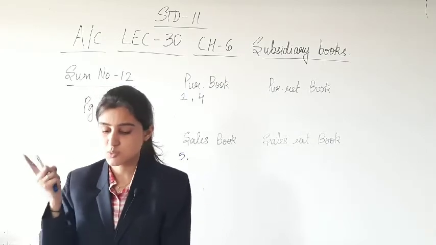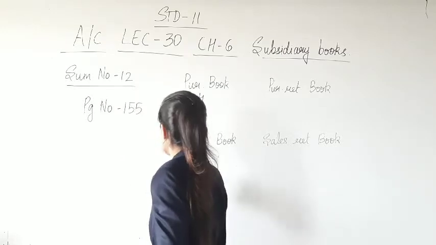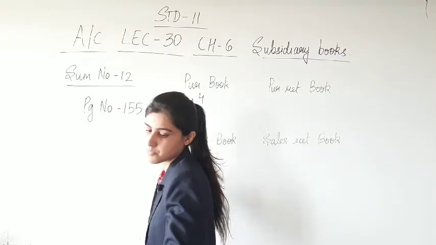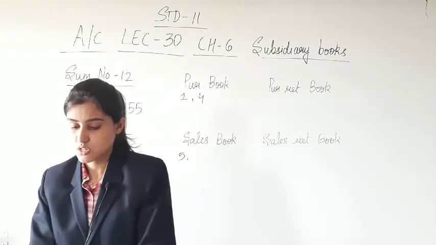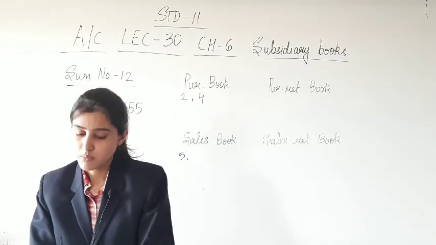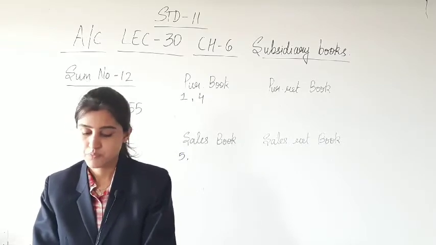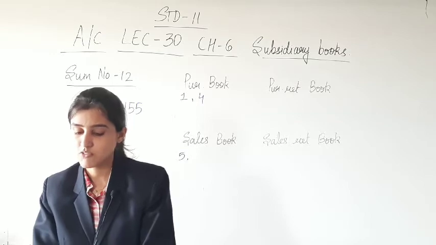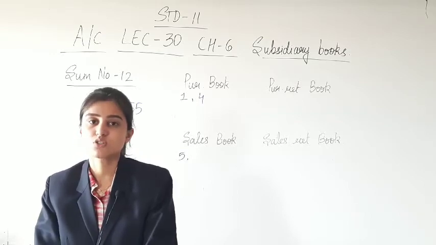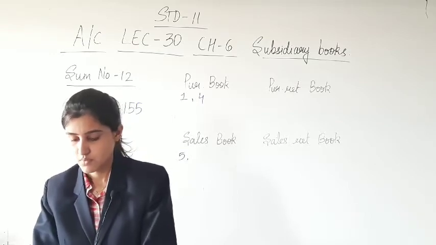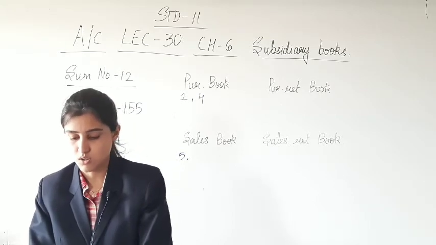So, in sales book on 6th of November, this transaction will be recorded. Suresh account, bill number 350, and in the column of amount 14,250 after calculating trade discount.